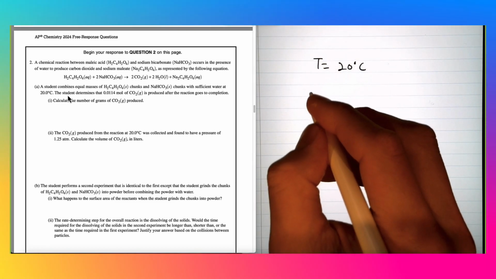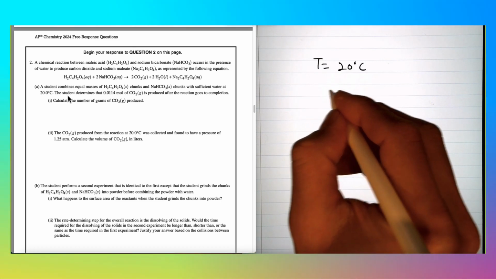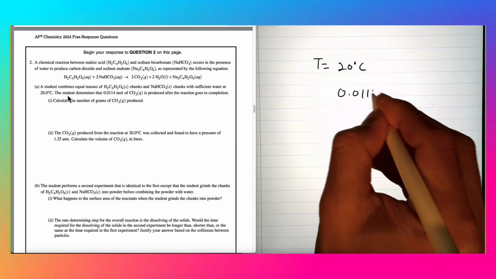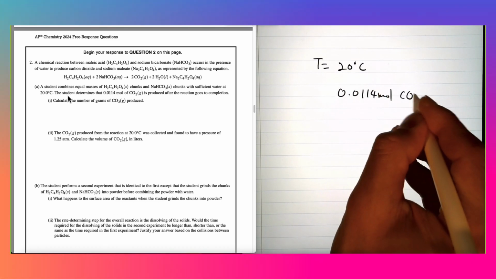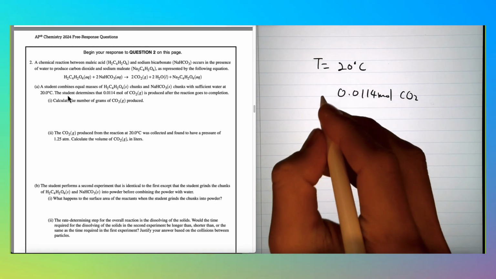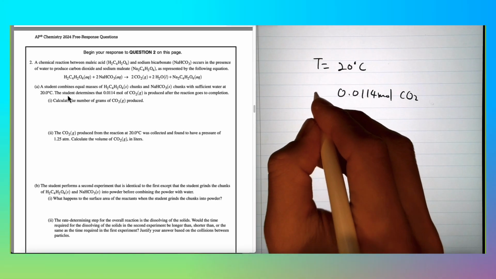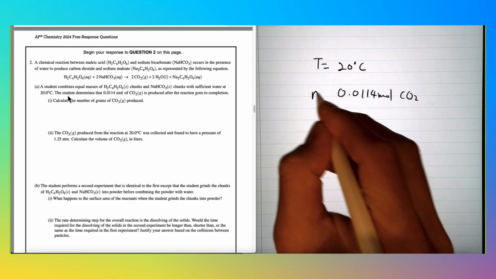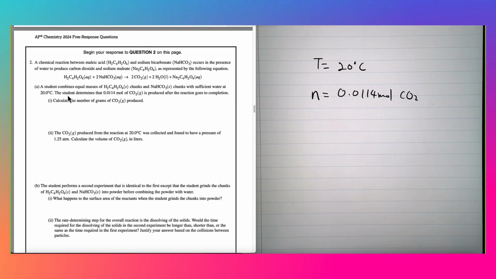And the student determines that 0.0114 moles of carbon dioxide is produced after the reaction goes to completion. So we don't have really any equilibrium here since it goes to completion. We're given n, we are given temperature. We need to find the number of grams of carbon dioxide produced.